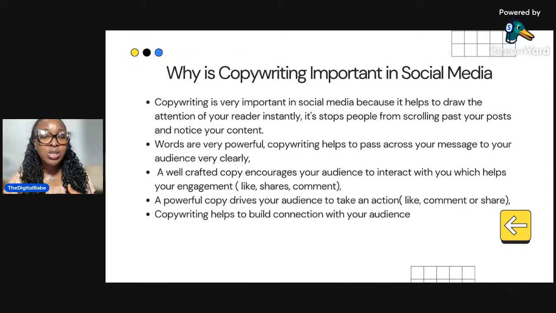And the last point here says copywriting helps to build your connection with your audience. So your audience, they already know that, oh, this person talks a particular way. They like the way you talk. They like the way you write your copies. They're already connected to you, right?